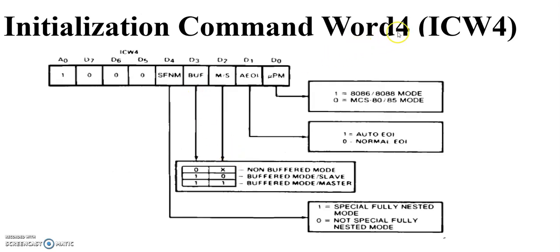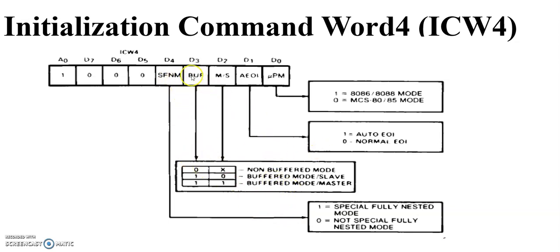Next is initialization command word 4. Here the bit D0, microprocessor mode, indicates 1 for 8086 mode and 0 for 8085 mode. Next is AEOI, which selects auto EOI or normal EOI.